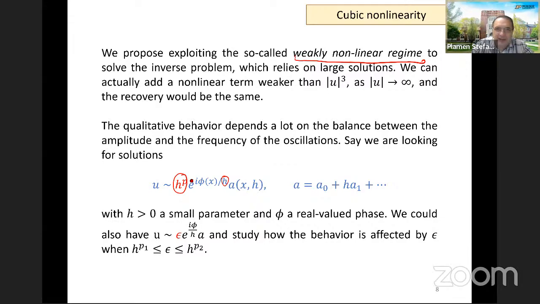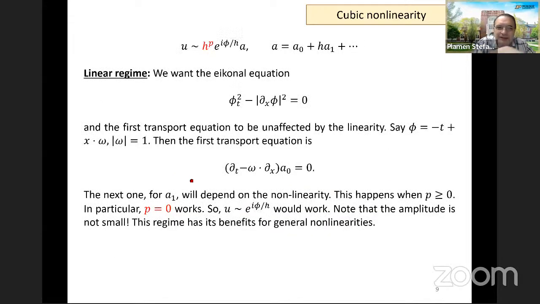So let me explain what happens. Again, I just copied the previous line here. So this is the form of the solution that we want to find. And the linear regime is the following. We choose p such that the eikonal equation stays the same as in the linear case. And we can just choose a linear phase here for this purpose.